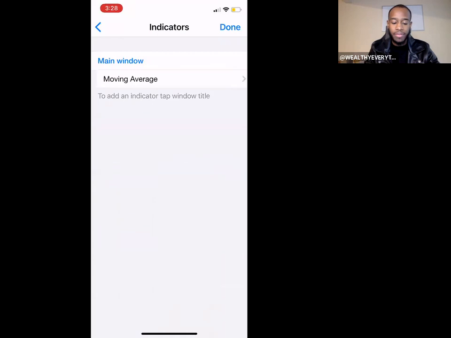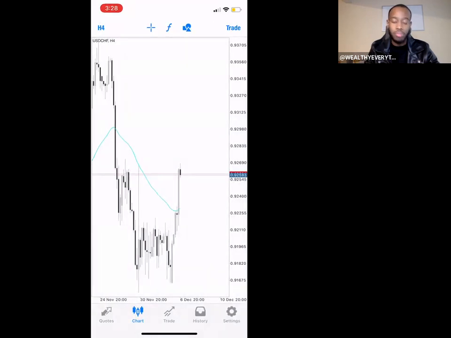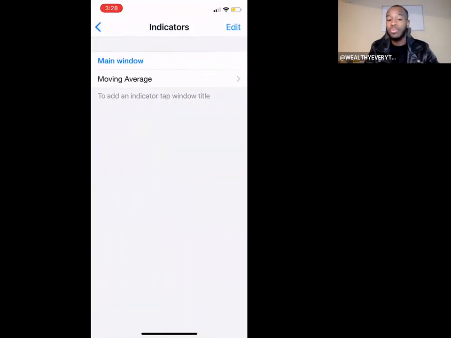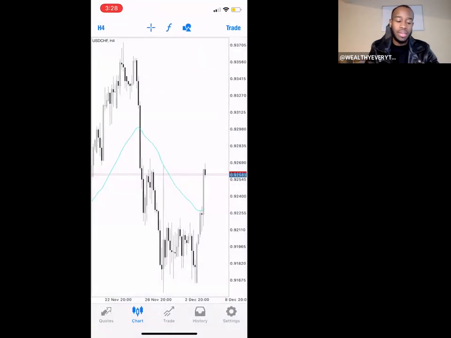I have a moving average. I can delete that if I want, right? So that's the little blue line that y'all see on my chart, the little blue thing wiggling around. That's a moving average, right? That's a type of indicator.